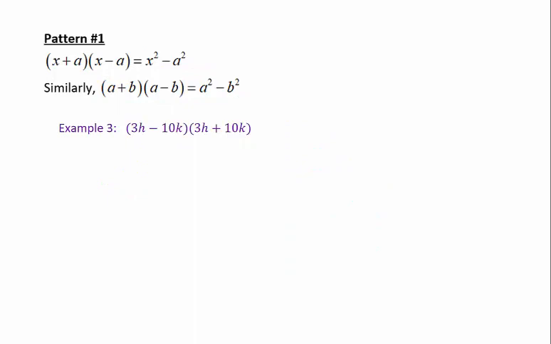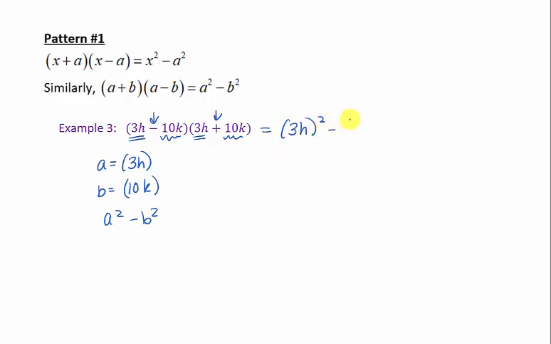Here's the most complex of the three examples. At this point, we should be getting a little bit better at this. We notice that we have a 3h and a 3h. We have a plus and a minus, or excuse me, a minus and a plus, and it doesn't matter which order these are in. And then we have the 10k and the 10k again repeated. So in this problem, our A is 3h, our B is 10k, and if we replicate our a squared minus b squared pattern, we're going to get a result of 3h quantity squared minus 10k squared, which results in 9h squared minus 100k.